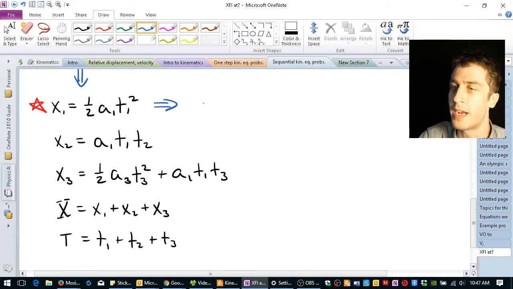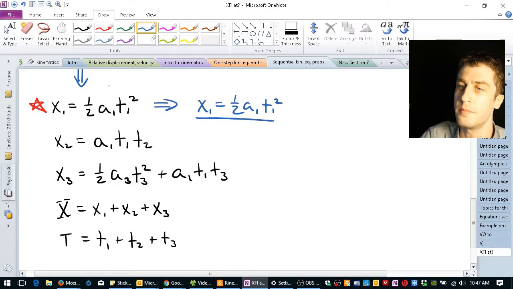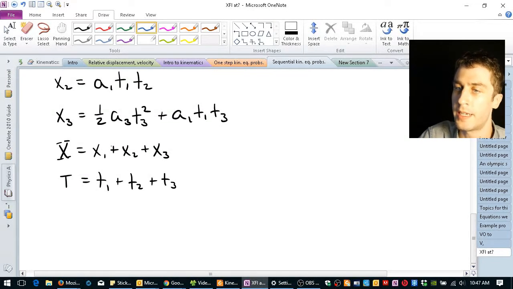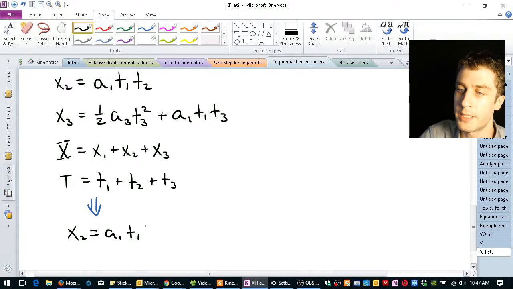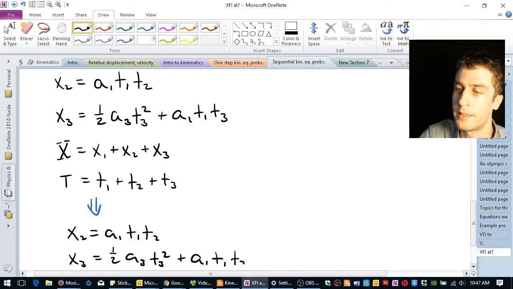So I'm going to solve for x1, which is equal to 1/2 a1 t1 squared. Cross it out. Substitute it in wherever I see x1, which is right there. Rewrite all of my equations. x2 is equal to a1 t1 t2. x3 is equal to 1/2 a3 t3 squared plus a1 t1 t3.